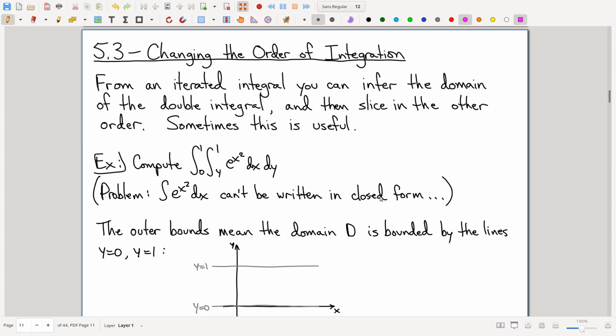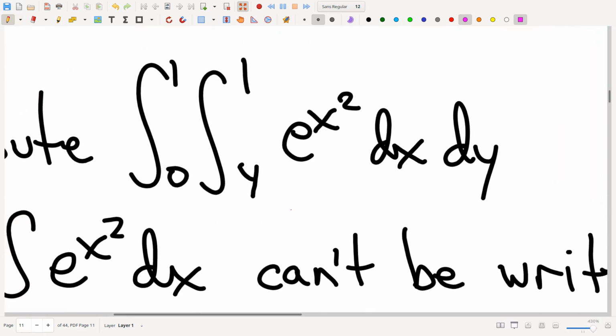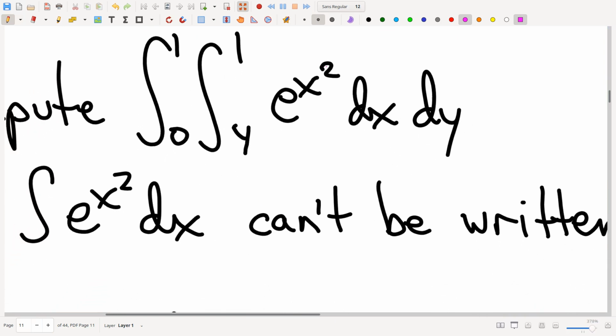But here's the big idea. When you have an iterated integral, don't forget where the iterated integral came from. The iterated integral is just one point of view on a double integral. So here's why that can matter.